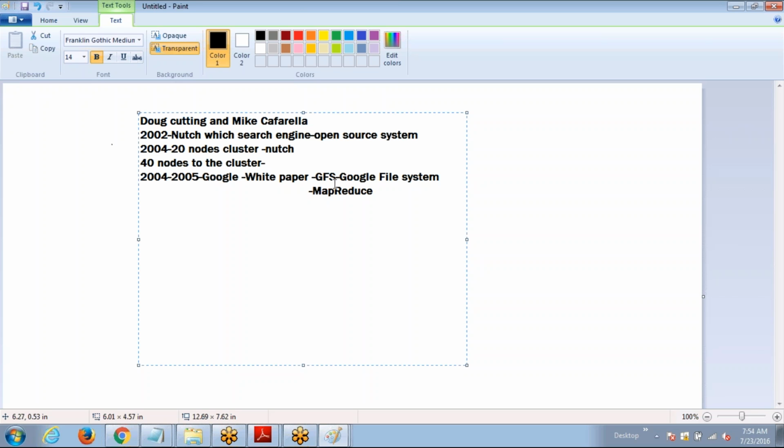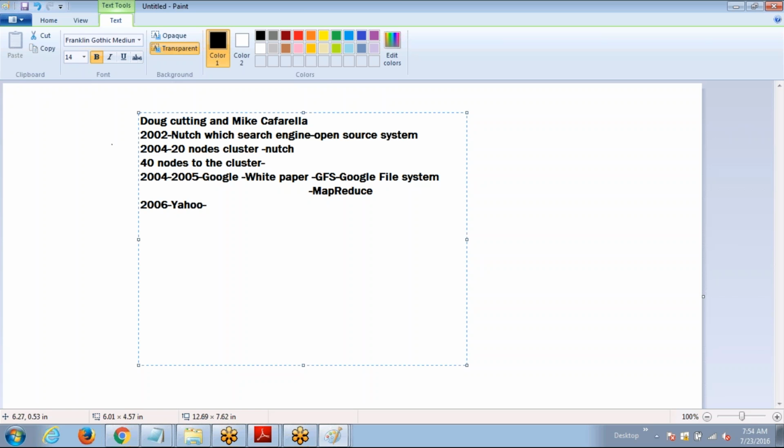Okay, so Doug Cutting and Mike Cafarella got those white papers, and they thought, hey, why can't we use this concept for our 40 node cluster? Again in 2004 they started working on that, and they were able to succeed in the 40 node cluster, with whatever concept they used from the GFS, Google File System, and MapReduce. At the same time, in 2006, Yahoo came into the picture.